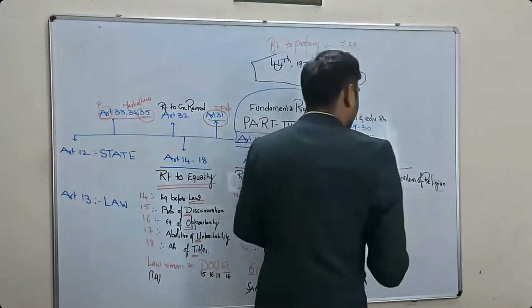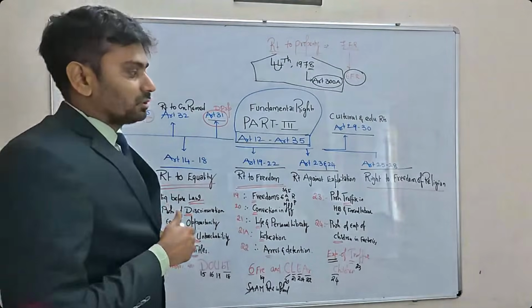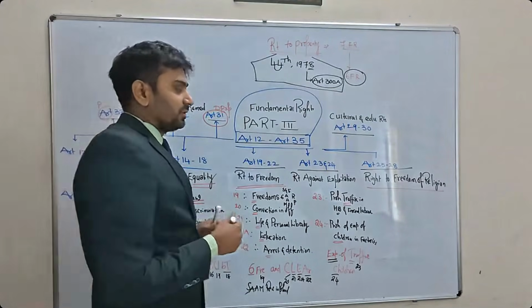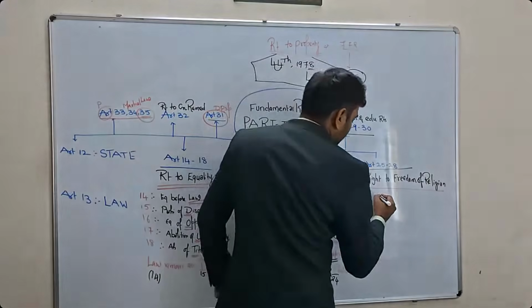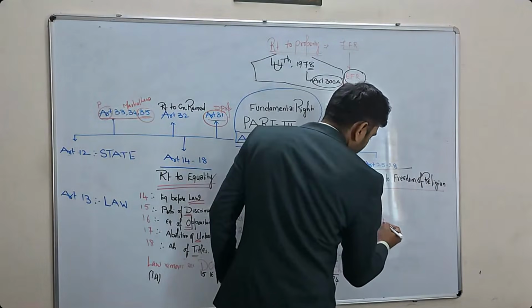Next, the right to freedom of religion. What are the rights that we have under freedom of religion? Articles 25, 26, 27, 28.